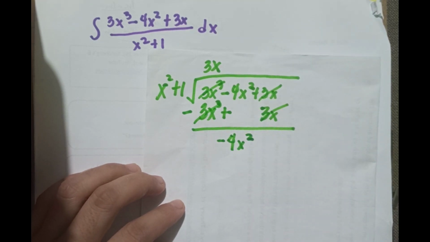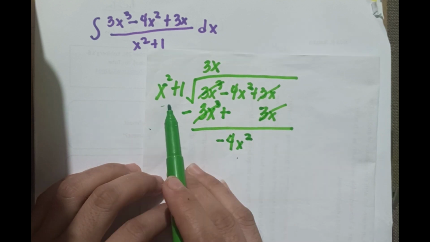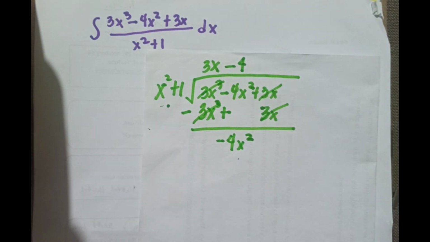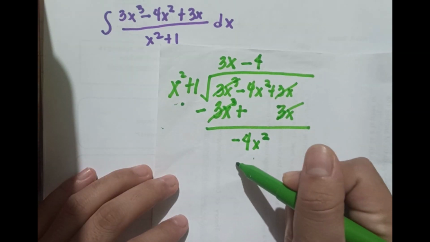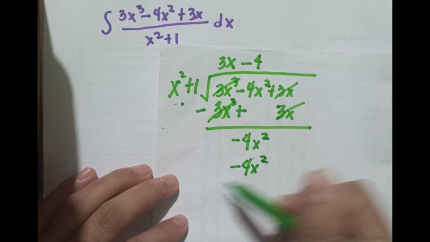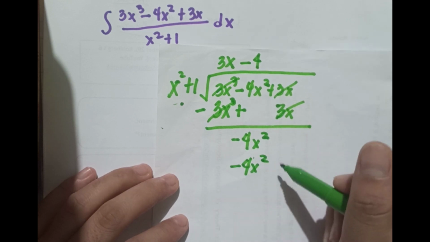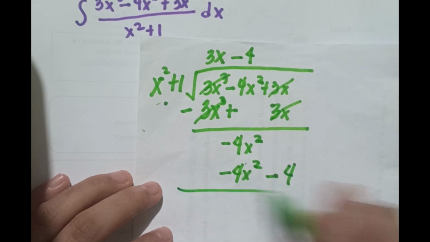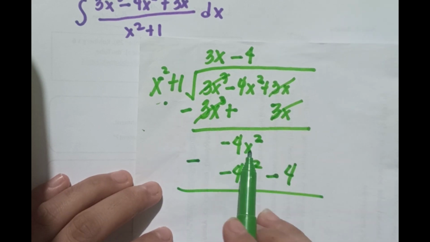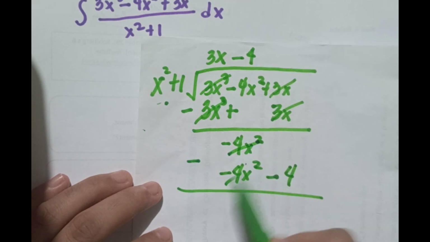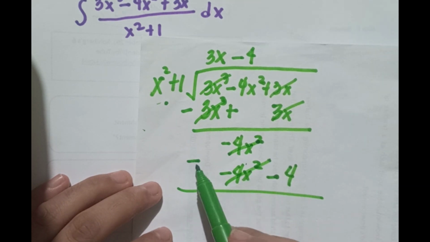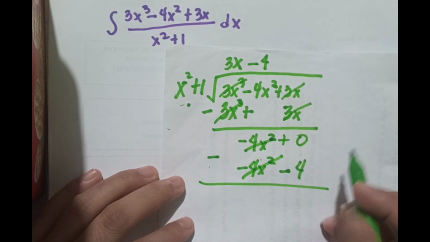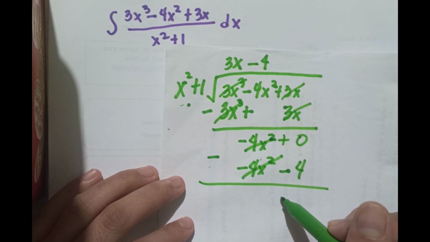Then negative 4x squared divided by x squared plus 1. The answer is negative 4. Then negative 4 times x squared plus 1: that is negative 4x squared, and negative 4 times 1 is negative 4. Negative 4x squared minus negative 4x squared is equal to 0, so they cancel. What is left is negative 4, so the top is 0, and 0 minus negative 4 is equal to positive 4.